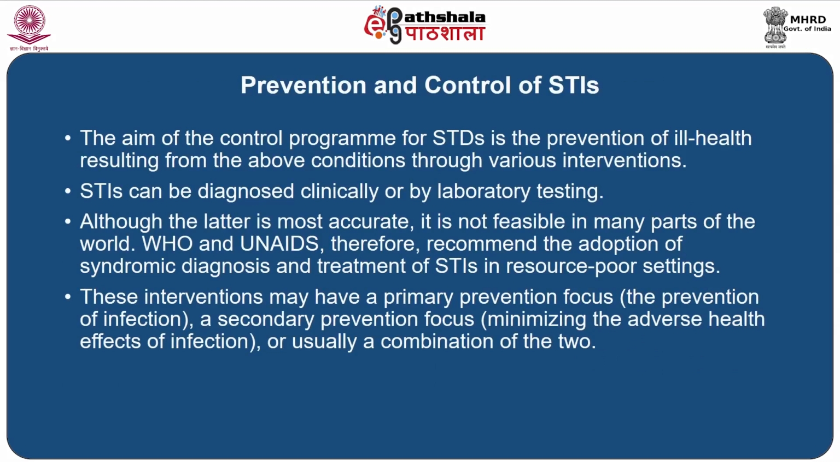The aim of the control programs for STDs is the prevention of ill health resulting from the above conditions through various interventions. STIs can be diagnosed clinically or by laboratory testing. Although the latter is more accurate, it is not feasible in many parts of the world. WHO and UNAIDS therefore recommend the adoption of syndromic diagnosis and treatment of STIs in resource-poor settings. These interventions may have a primary prevention focus, that is, the prevention of infection, a secondary prevention focus that means minimizing the adverse health effects of infection, or usually a combination of the two. The control of STDs may be considered under the following heads.